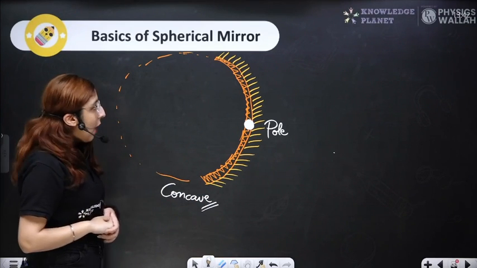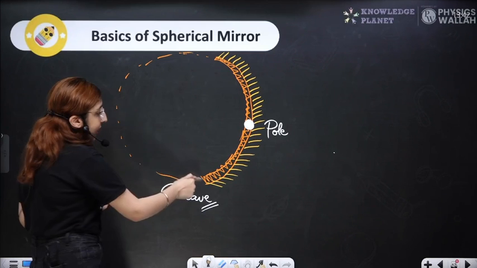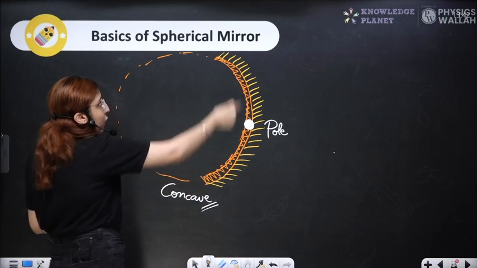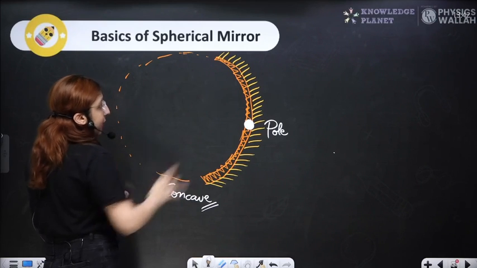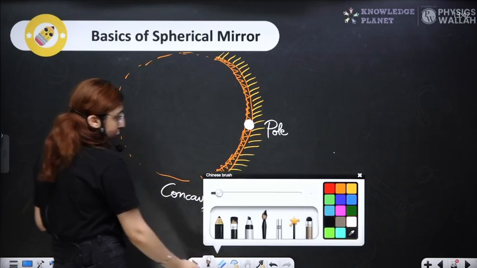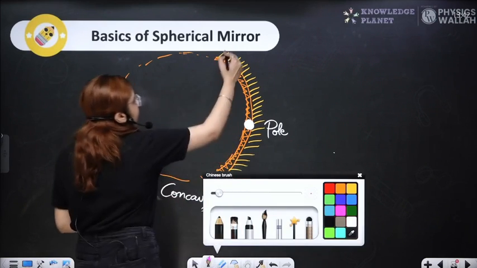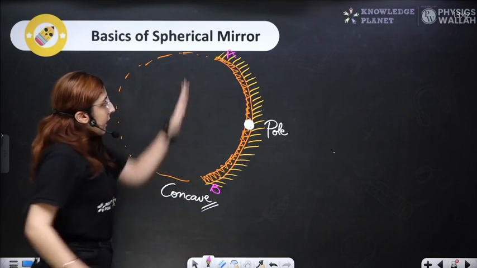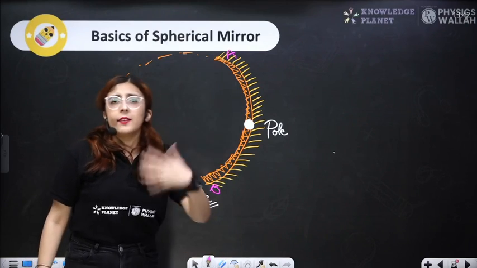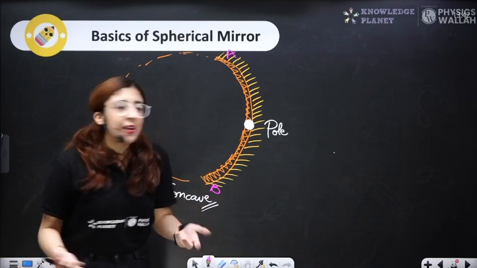Okay, now have a look. Can you see the length? Can you see the aperture of the mirror? Right? So, this aperture, let's say it is from A to B. The length of the mirror, the size of the mirror, is nothing but aperture.